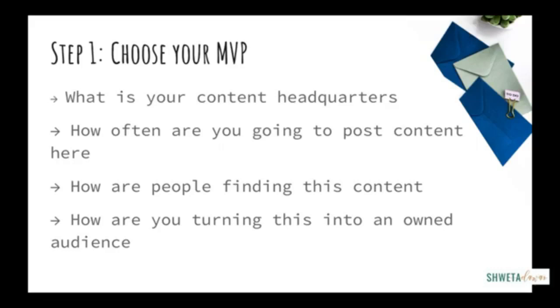So when you choose your MVP, there are some other things that you want to decide on. The first is, how often are you going to post content here? So you should post good quality long form content on your main platform at least once a week. It's the basis of content marketing and of growing an audience. You kind of need to post at least one good blog post, video, or do a group live once a week. Once you decide on that, you then want to think about how are people finding this content, right? Because then your traffic strategies depend on this.